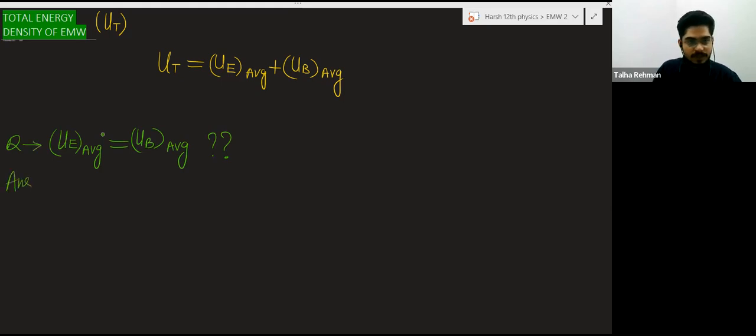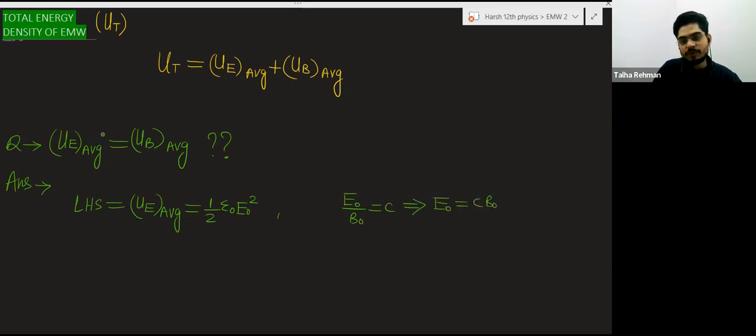Now you can first take the left hand side. On the left hand side you have the energy density of the electric field, with the formula half of epsilon naught into E naught square. Now there is a relation between E naught and V naught, that is equal to C. So from here you can calculate E naught, that is equal to C times V naught.